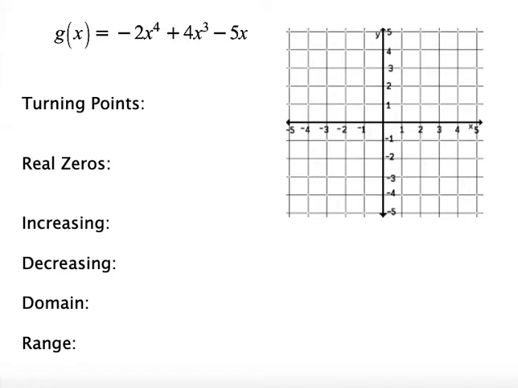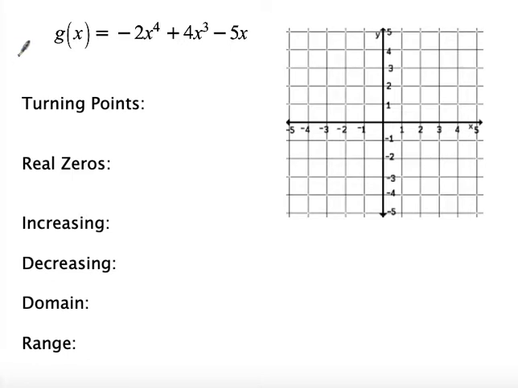of g of x is equal to negative 2x to the fourth plus 4x cubed minus 5x today. We're going to graph this and we're going to analyze the different pieces to it. Now we're just going to graph very simply using a table of values, typically using integers unless we need to use something more. All right, now before I get started, I'm going to do my preliminary work so I know how to set up my table.